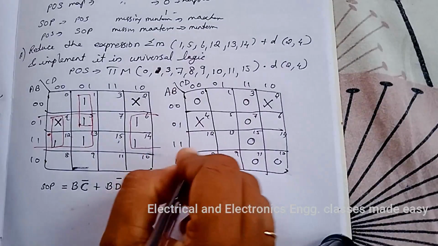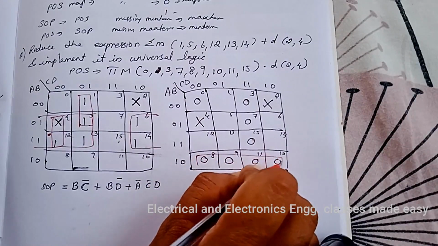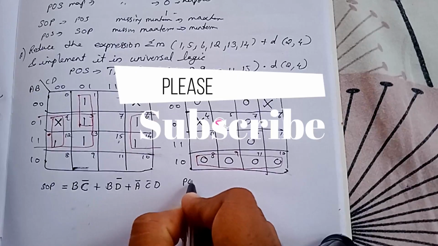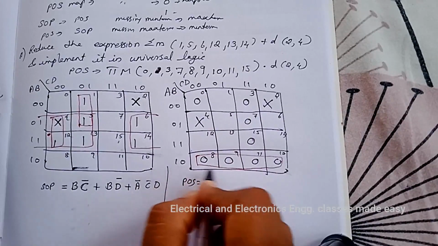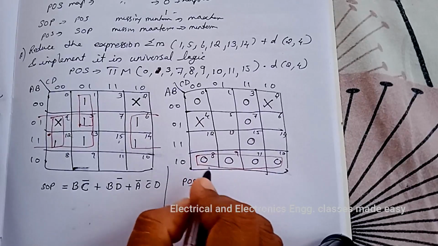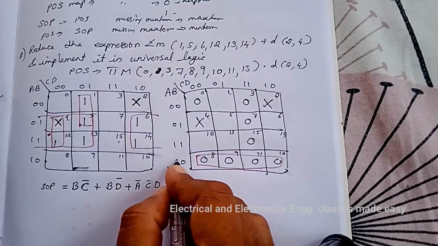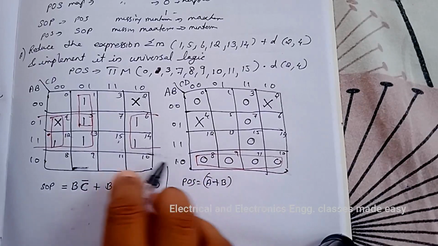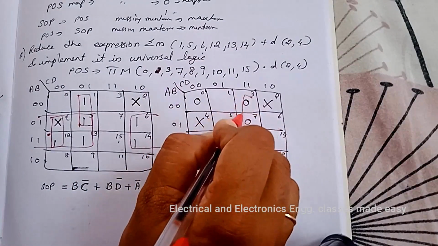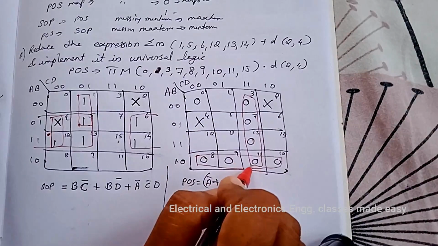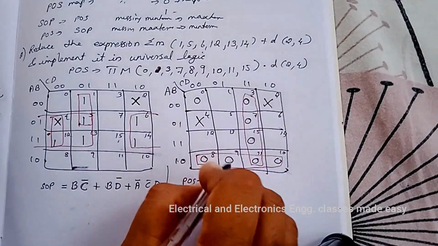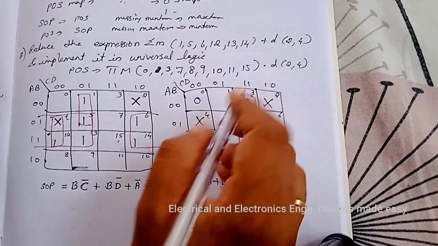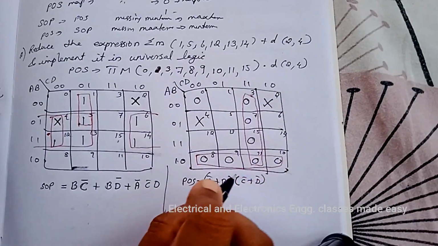So here we can take these 4 squares, and this is in POS form. The reduced expression for this square is A bar plus B. Next we can consider these 4 squares, that is this rectangle. While considering this rectangle, here C bar D bar, that is C bar plus D bar.